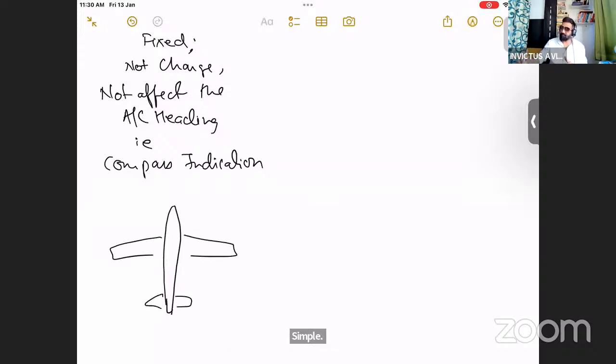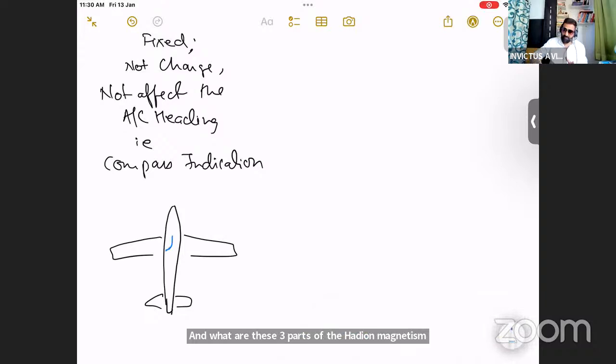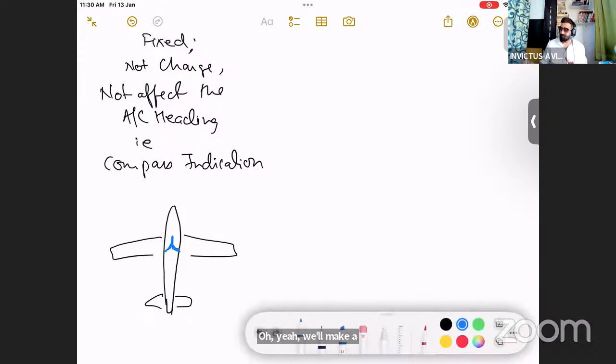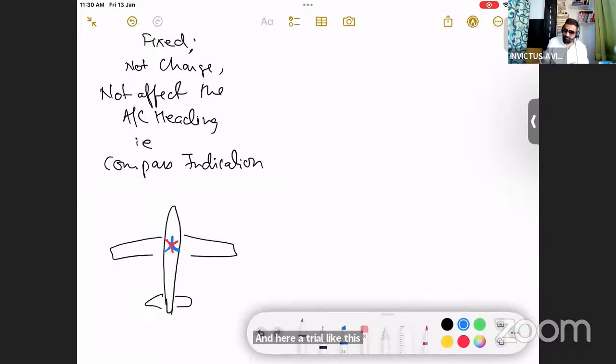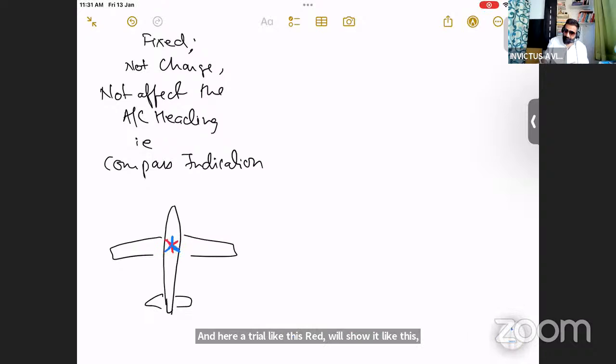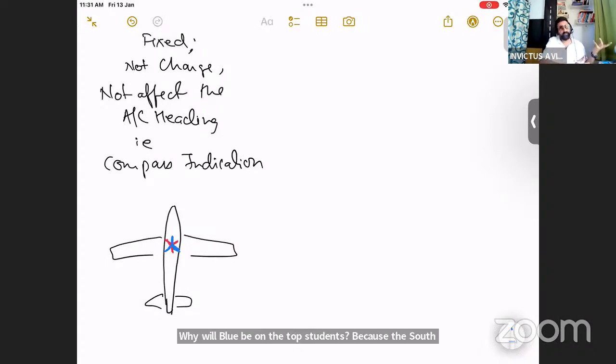And what are these three parts of the hard iron magnetism? We'll make a trio like this. Blue will show the north pole of the particular magnetism, and here a trio like this. Red will show it like this. And of course, the blue will always be on the top here. Why will blue be on the top, students? Because the south pole in the bottom will be closer to the north pole of the earth if the aircraft is flying.